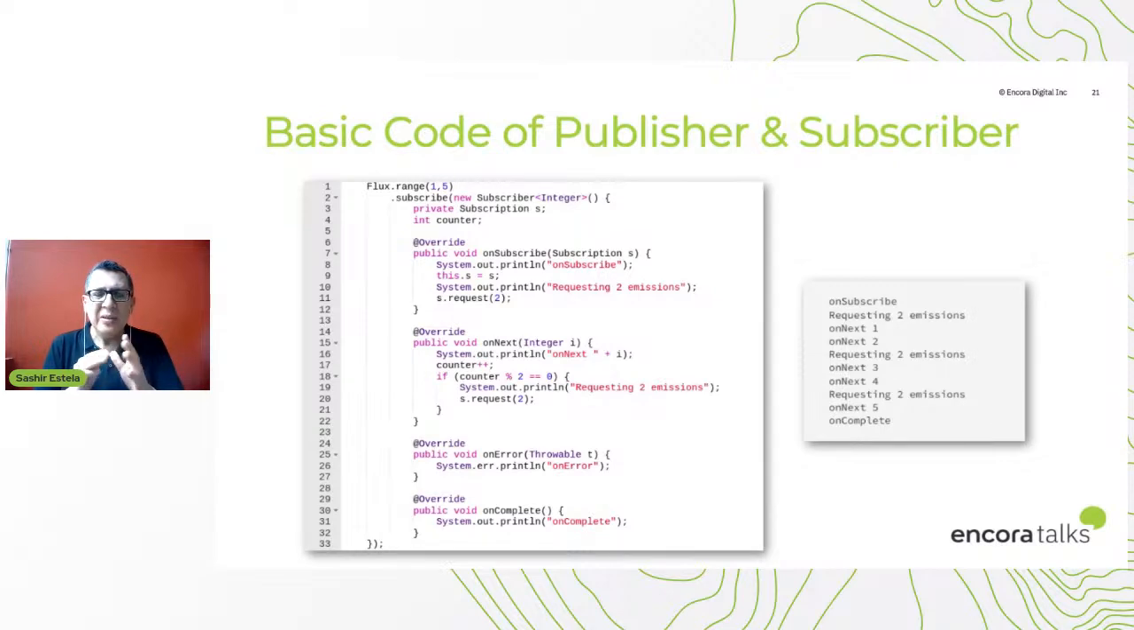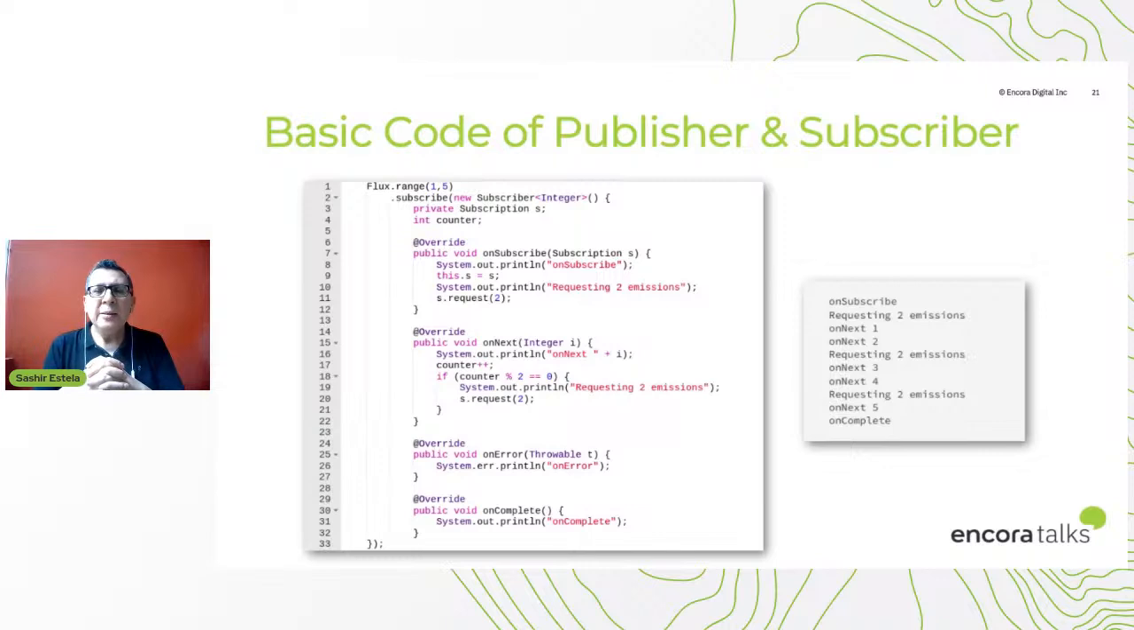We are just putting some messages in order to review how the communication happens. In the unsubscribe, we are just calling the request method from the subscription in order to tell the publisher, sorry, that the subscriber is going to receive just only 2 items. It's a kind of back pressure, just for demo.